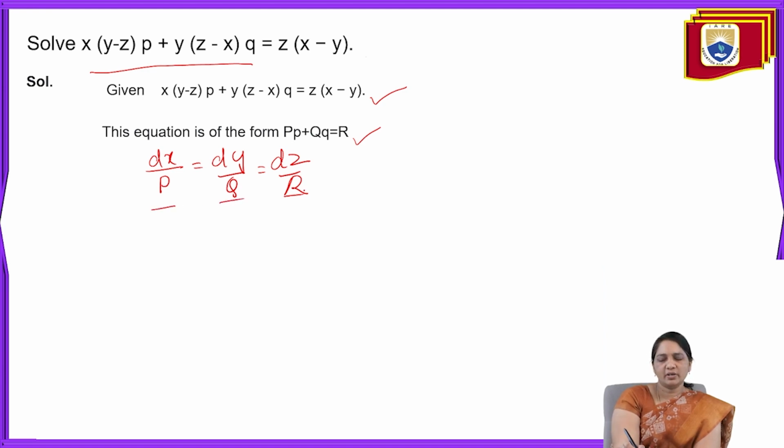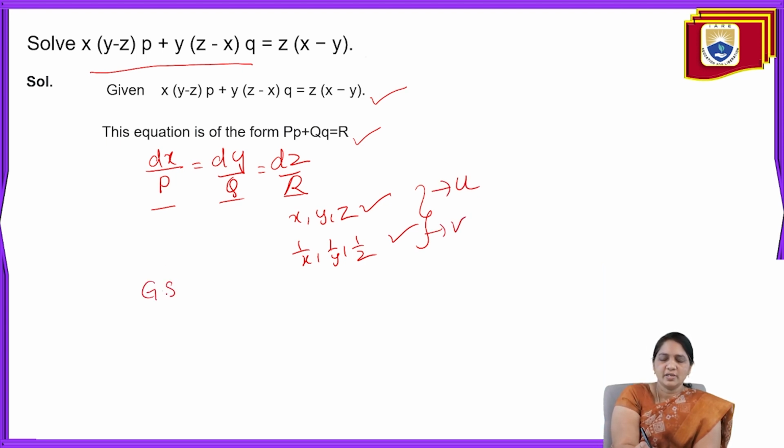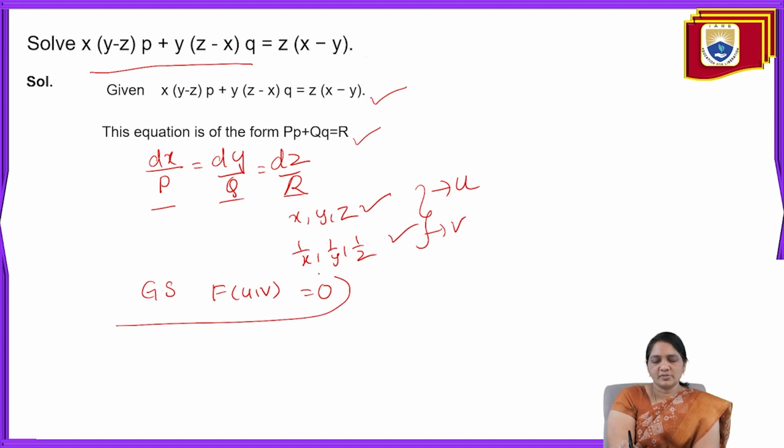Here we are getting the sets of multipliers 1, x, y and z, and 1 by x, 1 by y and 1 by z. So by using these two sets of multipliers, we can solve this problem. Already we explained this problem and we can check to get the solutions. So these are the two sets of multipliers. Then we can get the u solution from this and the v solution from this. Based on that, we can write the general solution, that is f of u comma v equal to 0. Okay, so this is the final answer for that.